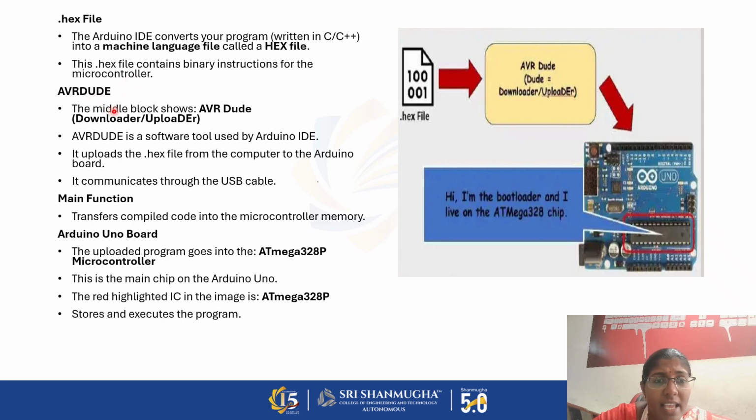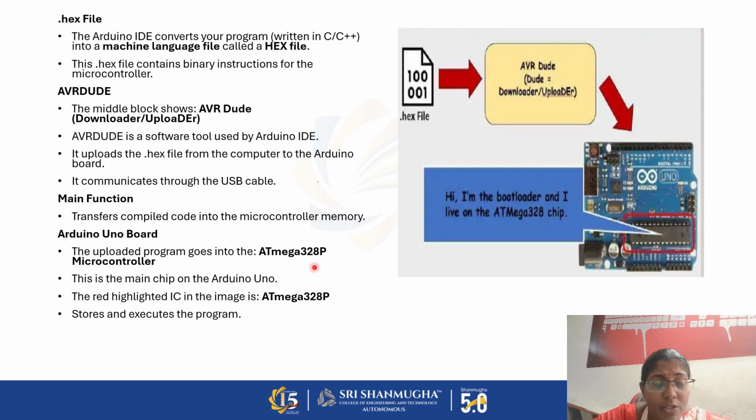The next one is AVRDude. What is the work of AVRDude? It is the middle block. This is the downloader or uploader. AVRDude is a software tool used by the Arduino. It uploads the .hex file from the computer to the Arduino board. It communicates through the USB cable.